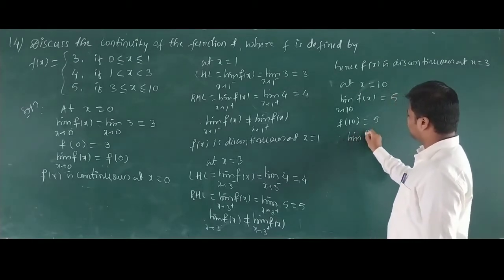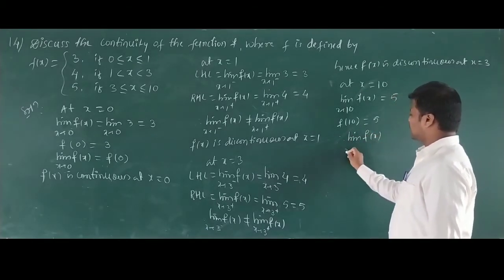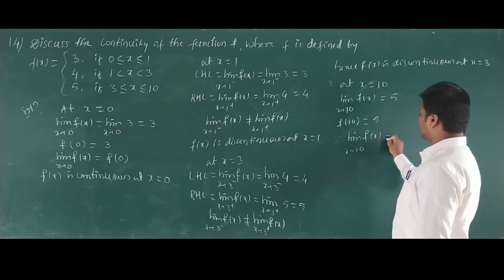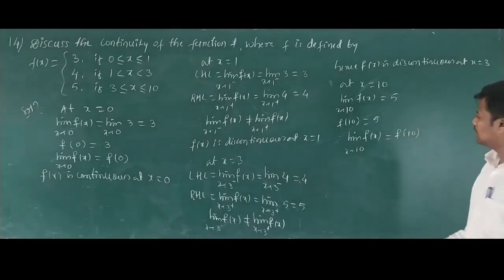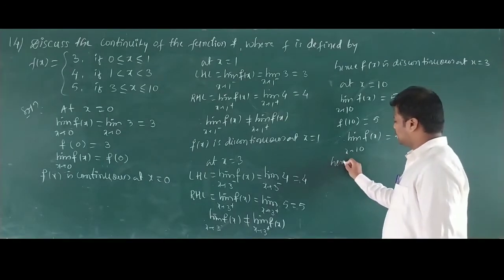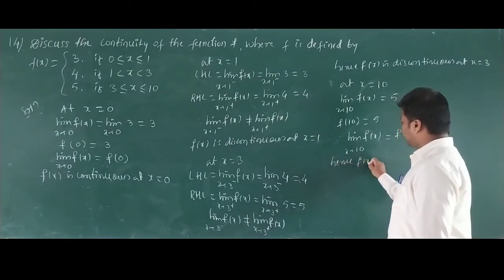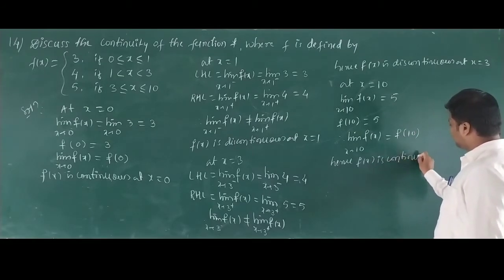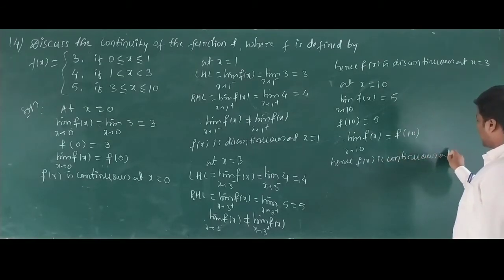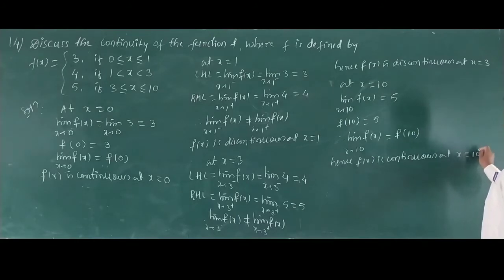Limit of f of x as x tends to 10 equal to value of the function at x equal to 10. Hence f of x is continuous at x equal to 10.